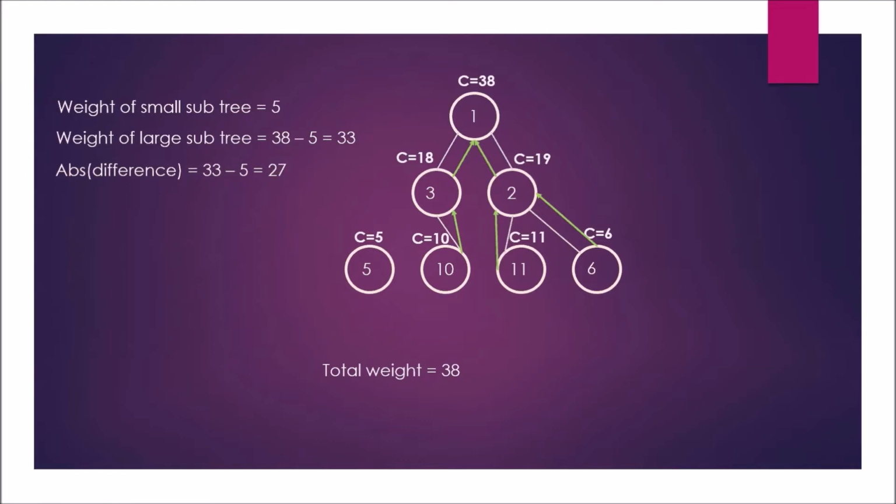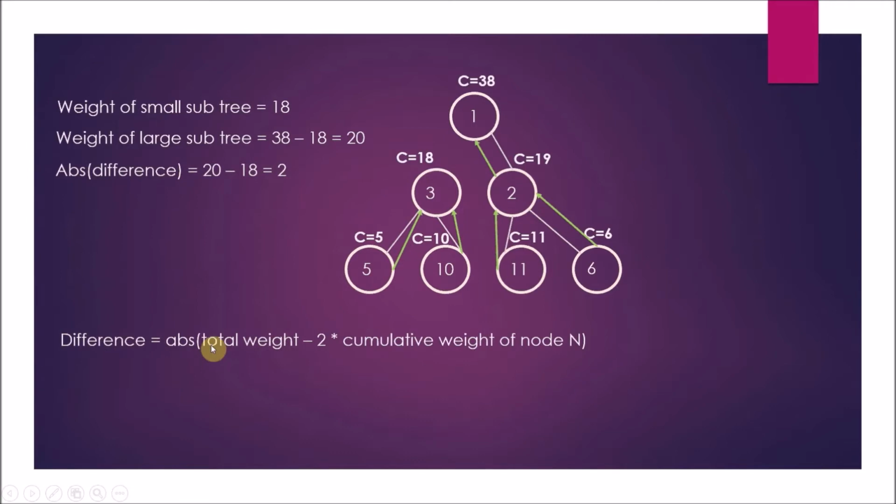We can see another similar example if we remove the edge connecting node 1 and node 3. Here the weight of the small subtree is 18, which we have already calculated using DFS, and the weight of the large subtree will be total weight minus 18, which is going to be 20, and the absolute difference here is going to be 2. Seeing this example, we can derive a common formula: the difference is equal to the absolute value of total weight minus 2 times the cumulative weight of node n. Here node n could be 1, 2, 3, or any node.